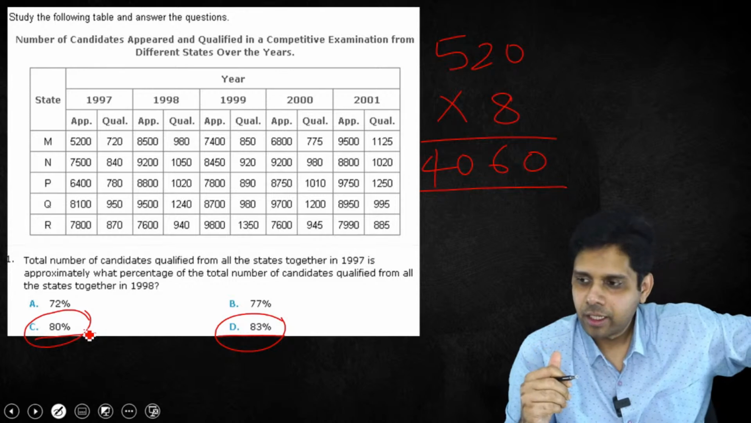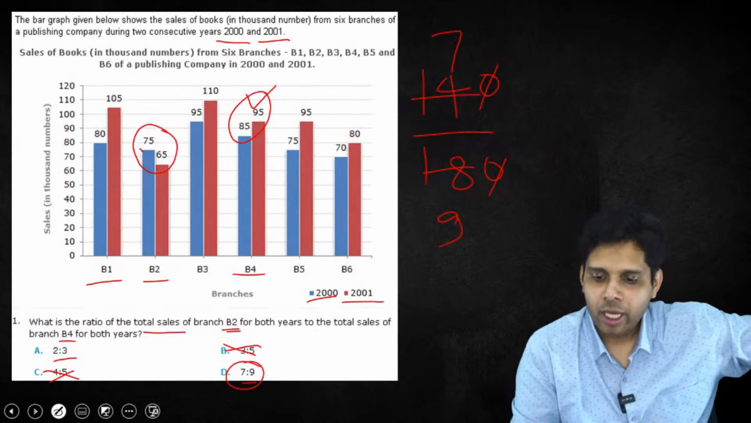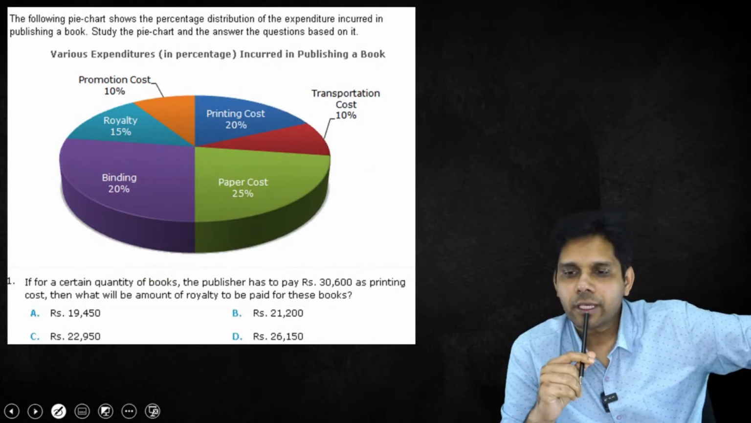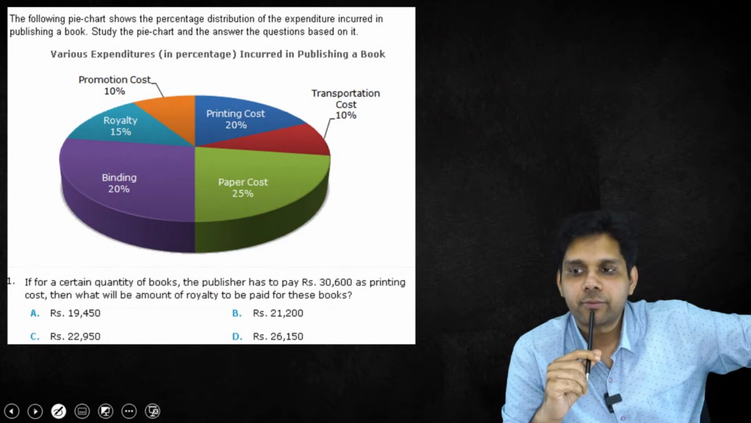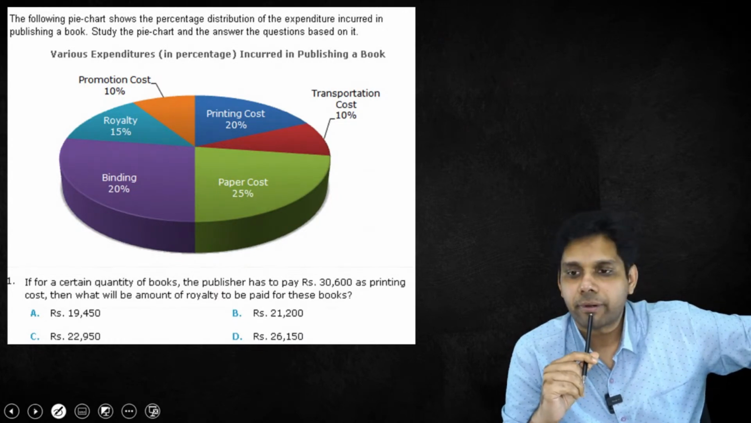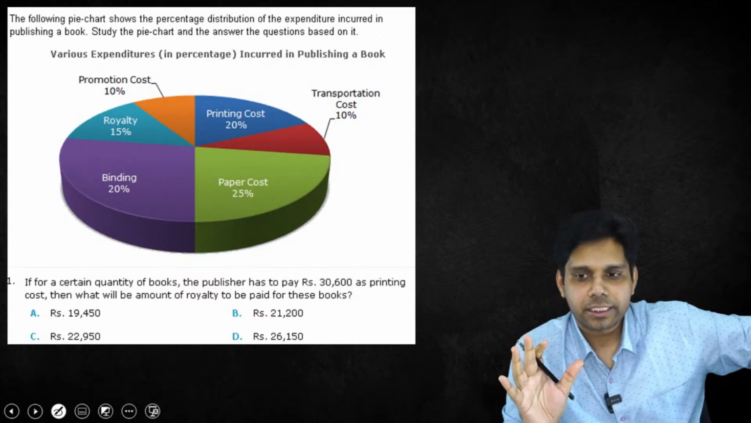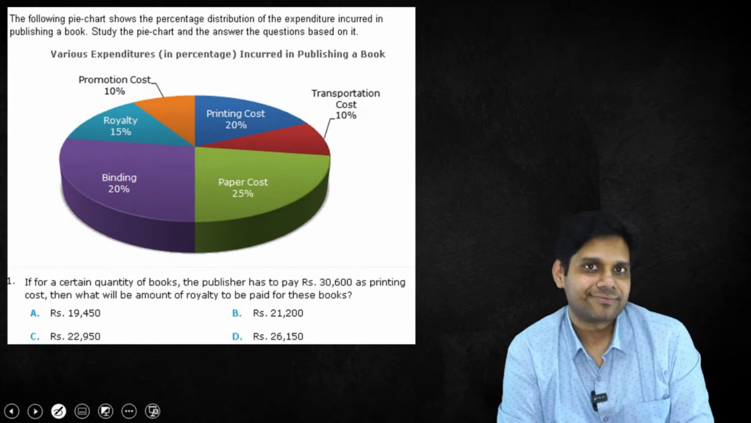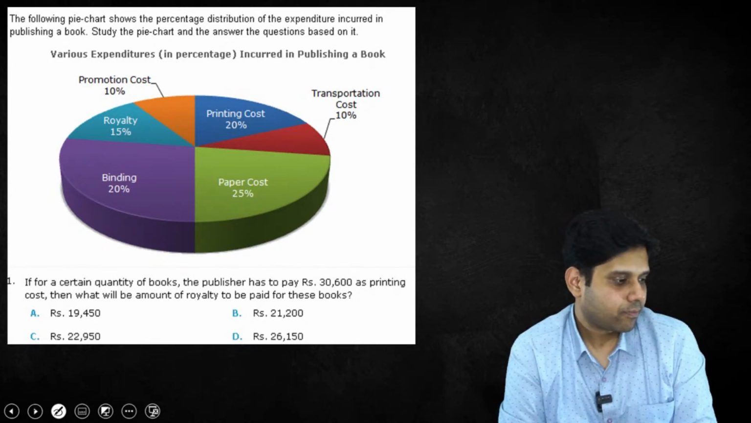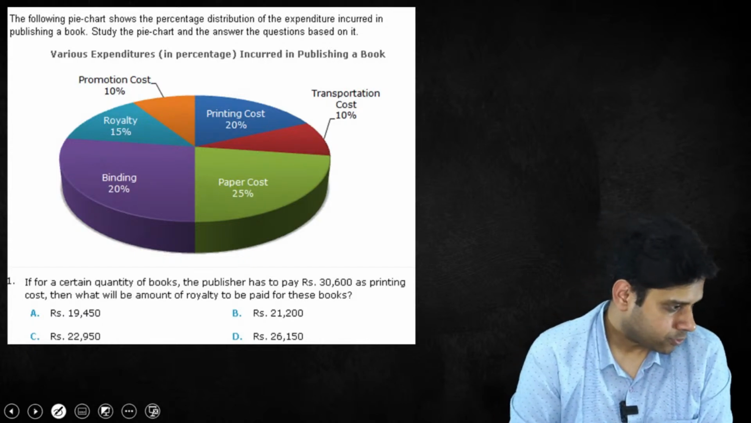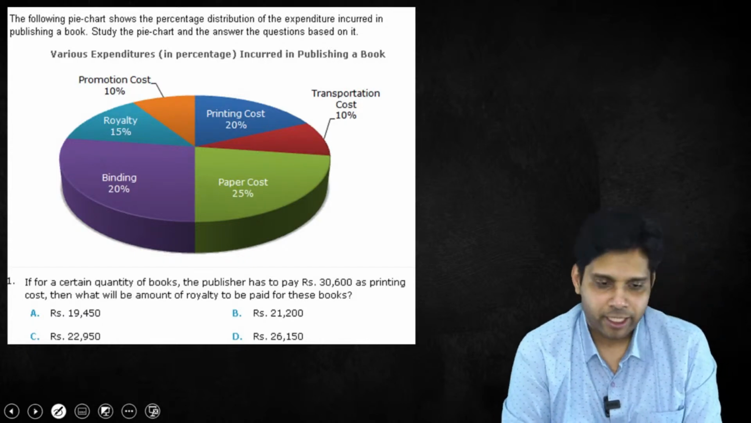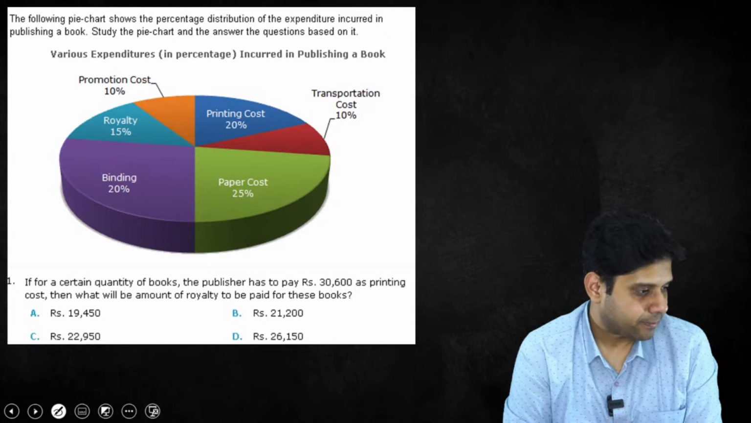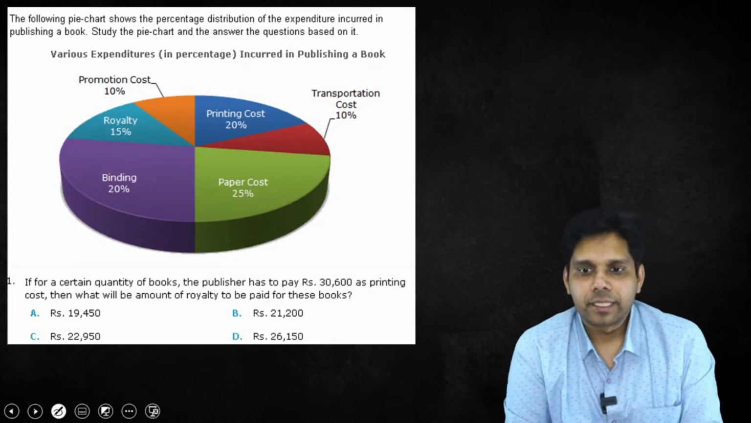Okay. Right. So now we will go to the next part, next question. The following pie chart shows the percentage distribution of the expenditure incurred in publishing a book. So this is a pie chart, 3-dimensional pie chart. Study the pie chart and answer the questions based on it. Okay, some students are saying 4160 is the answer. I'll come back to that. I'll have a check on that, guys. Can we move to the next question? Now, let's solve the next question.